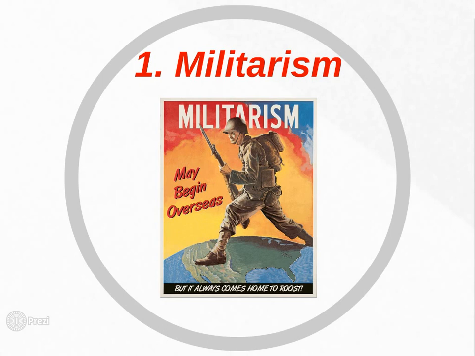This is when a country like France looks at a country like Germany, gets uptight, and so France makes more weapons, which makes Germany uptight, so they make more weapons, which makes France uptight, so they have to make more weapons. So it's just this never-ending thing. I like this poster here. It says militarism may begin overseas, but it always comes home to roost. And that's from an American perspective, obviously. But this is saying that militarism is a bad thing.